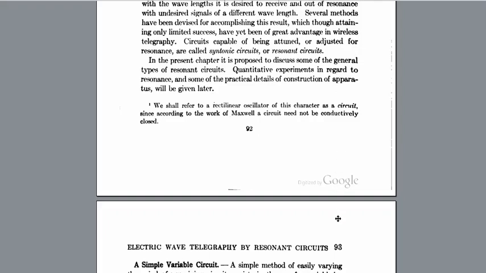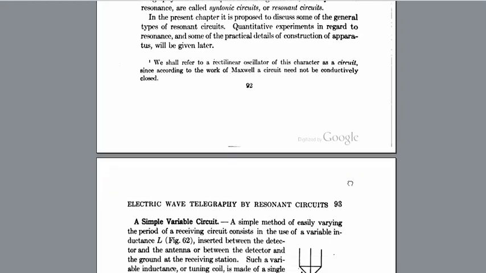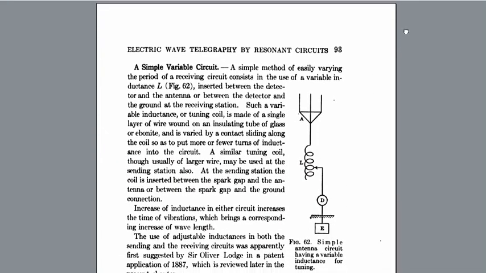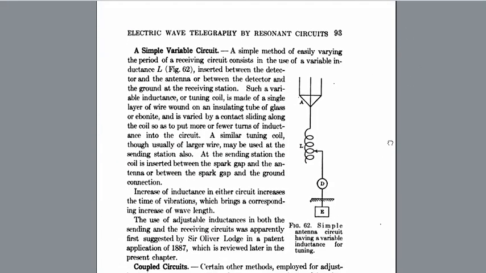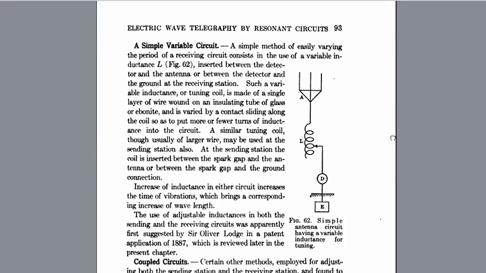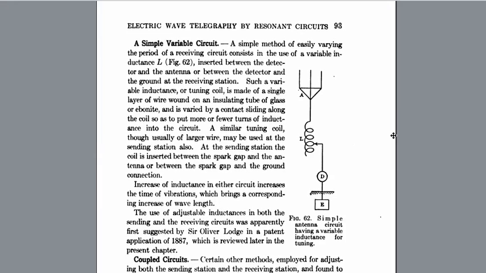In the present chapter, it is proposed to discuss some of the general types of resonant circuits. Quantitative experiments in regard to resonance and the record of the practical details of construction of apparatus will be given later. A simple variable circuit.